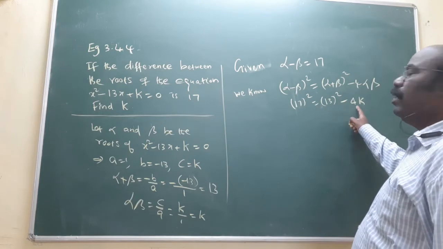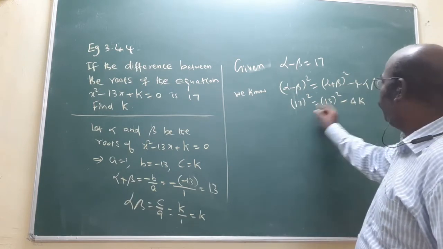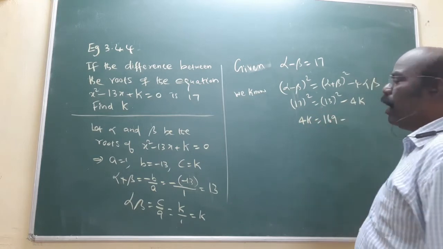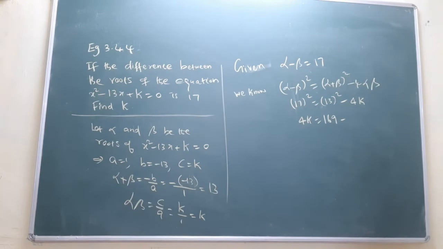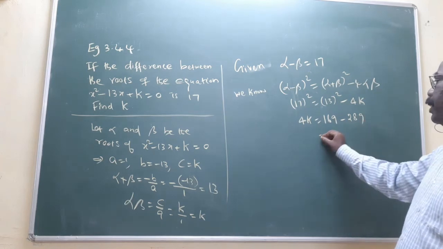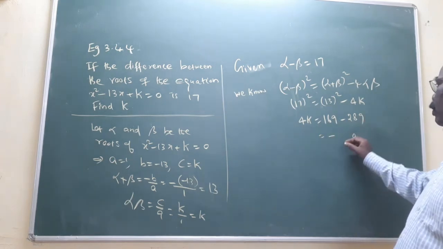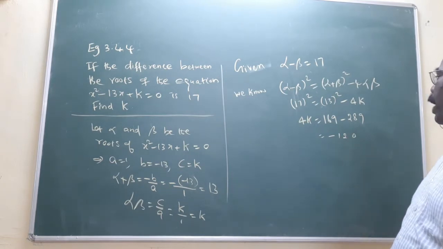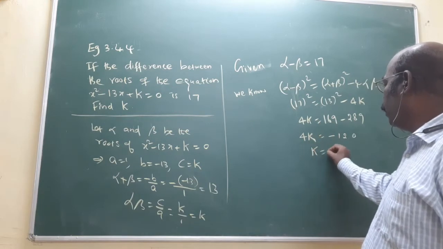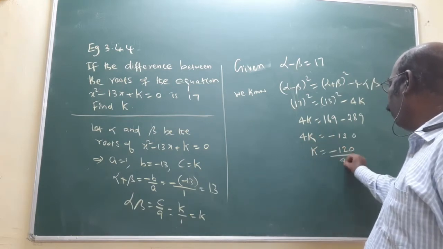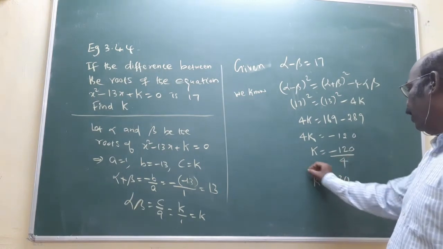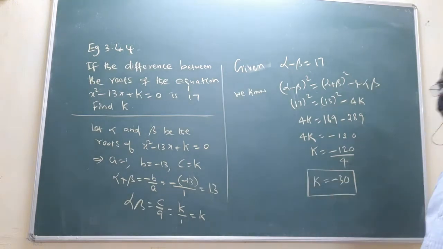and we want k, so minus 4k will come. This is 169, and 17 square is 289. Bringing it across, minus 289 and subtracting, we get minus 120. We want k only, no? K equal to minus 120 by 4, divide, minus 30. This is the value of k. This is the answer. A very simple concept.